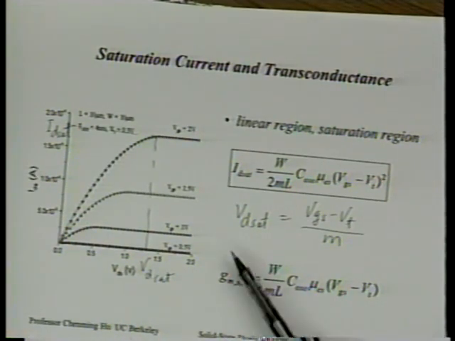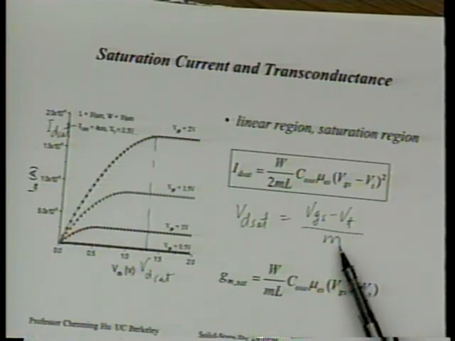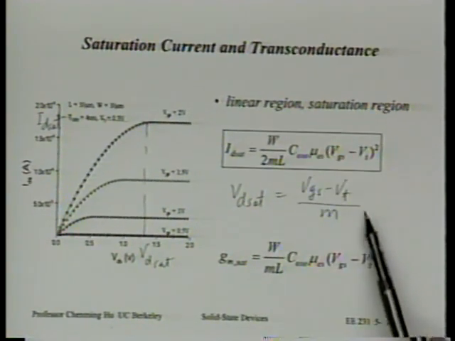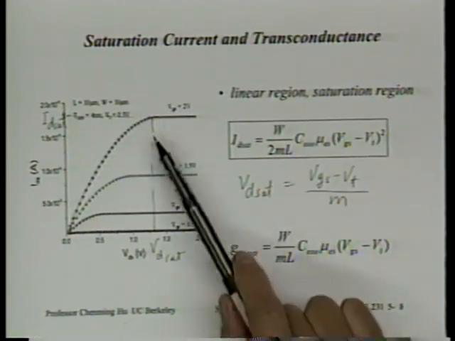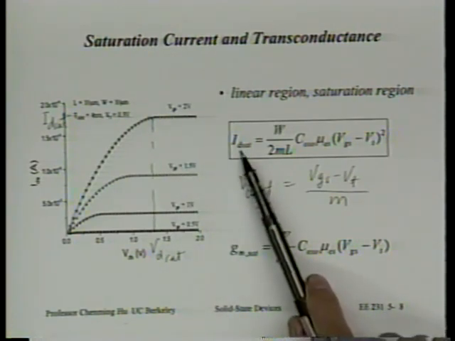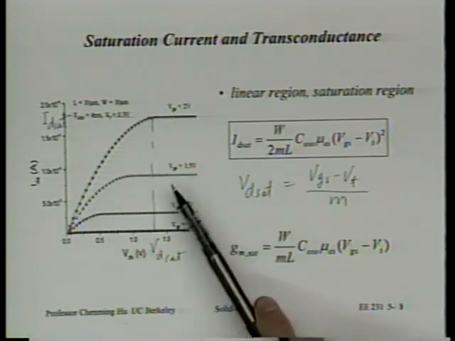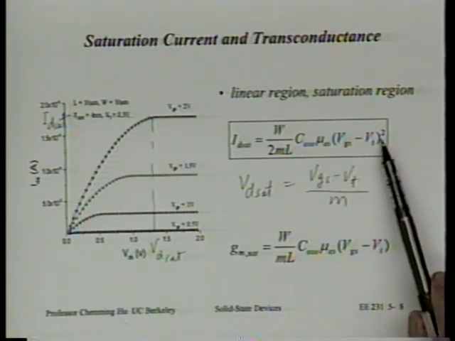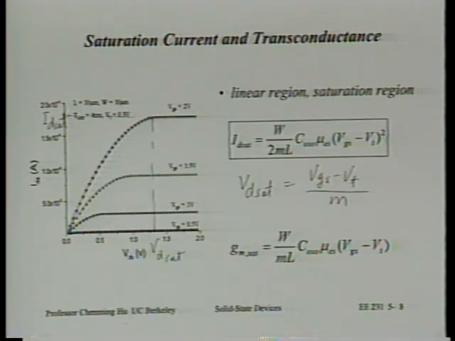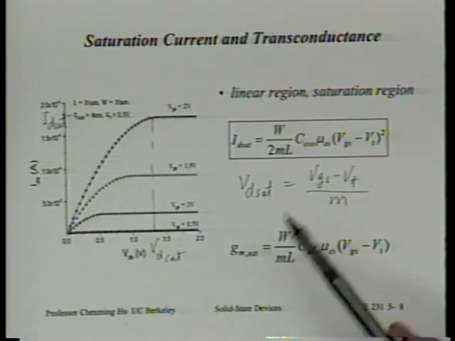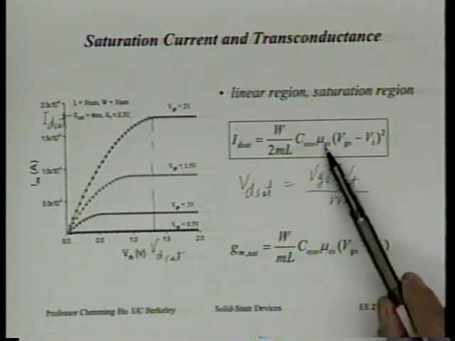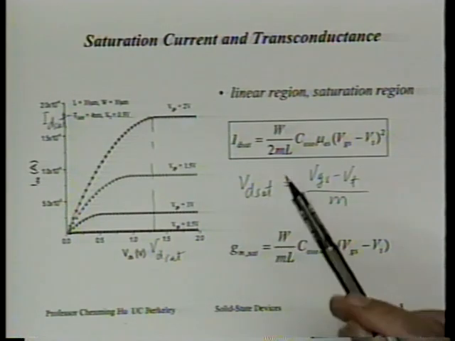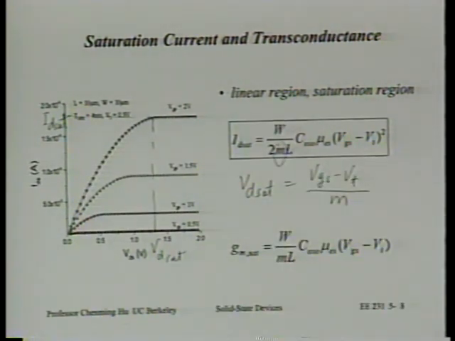All right, so we already know VDSat is equal to (VGS minus VT) over m. Now, when we substitute this quantity for the VDS in the ID expression, we get an expression for IDSat. That's equal to W over 2mL, Cox, mu, (VGS minus VT) squared. So this is very similar to what you have remembered before, W over 2L Cox mu (VGS minus VT) squared, the well-known quadratic relationship. What's new is this m, so remember that, all right?